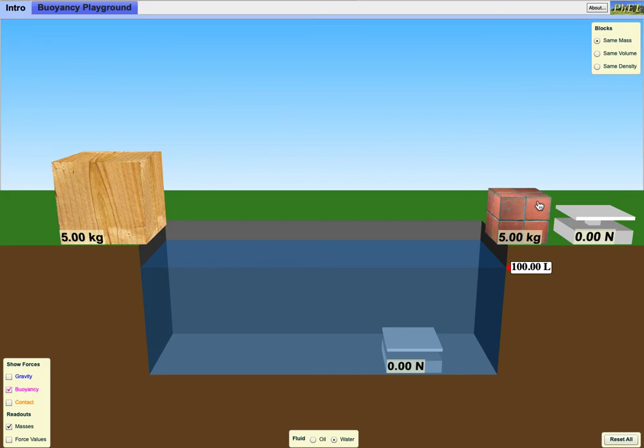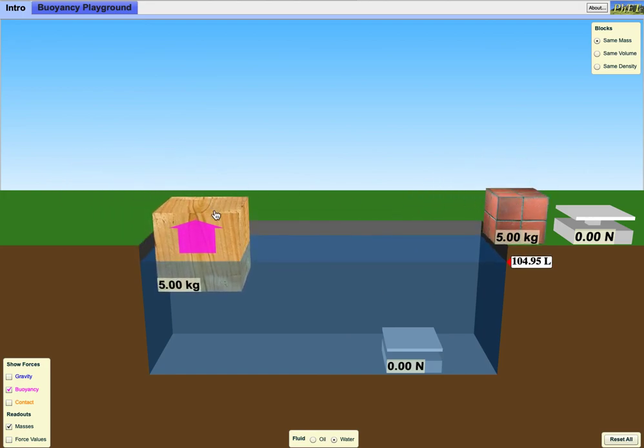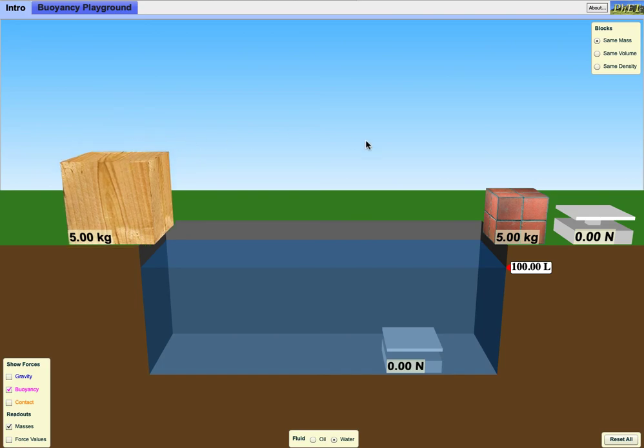So a buoyant force is the force that water exerts upwards on an object to make it float. What that buoyant force depends on is how much of an object is submerged, or the volume of the object that's submerged in water. The bigger the volume that's submerged in water, the bigger the buoyant force.